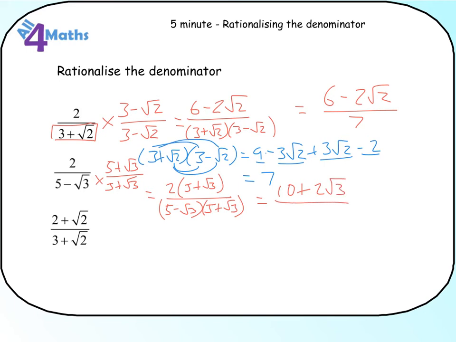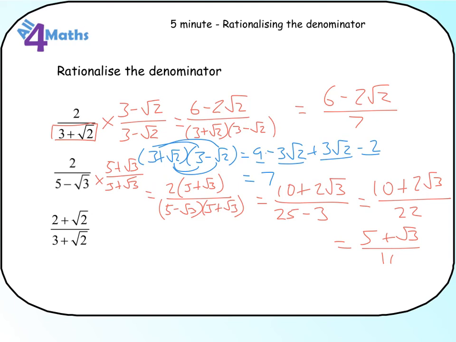over 5 times 5, which is 25. 5 times plus root 3, which is 5 root 3. Root 3 times 5, or minus root 3 times 5, which is minus 5 root 3, so they're going to cancel each other out. Then I've got minus root 3 times by root 3, which is minus 3. So you end up with 10 plus 2 root 3 over 22. Now this one can be simplified as 2 goes into all of these, so you end up with 5 plus root 3 over 11.